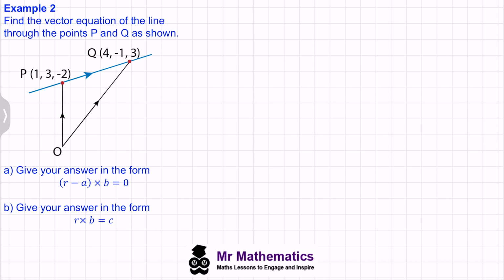In question 2, we've been given the vector equation of a line through points P and Q, where P is at 1, 3 and minus 2, and Q is at 4, minus 1 and 3. We've been asked to give the equation of this line in the form r minus a crossed with b. The first thing we need to do is work out the direction vector b. We can take the direction vector as P to Q. So b in this case will be equal to P to Q, which is P to O plus O to Q, which we can write as O to Q minus O to P.